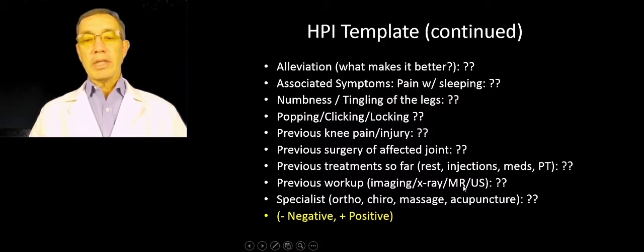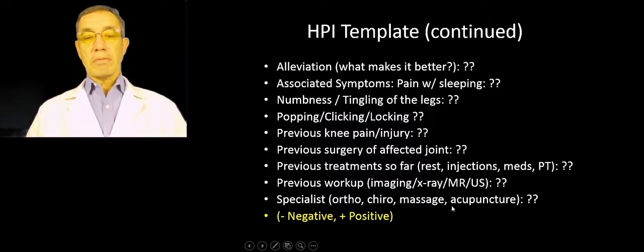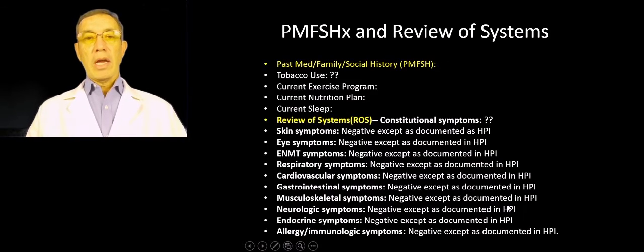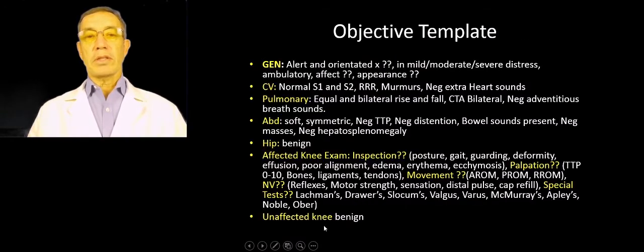Has there been any imaging, x-ray, MRI, magnetic resonance, ultrasound, and what other specialists has the patient already seen? Orthopedic surgery, chiropractic, massage, or acupuncture. And then on a review of systems, the past medical, family, social history, do they use tobacco, what is their exercise, nutrition, sleep program, and constitutional symptoms like weight loss. Have they lost or gained any weight since the last visit? And then step through all the different aspects of the review of systems.